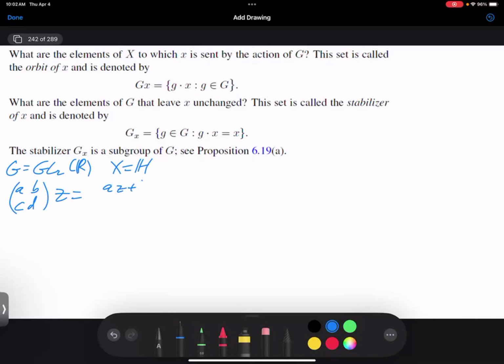So I want (AZ + B)/(CZ + D) = Z. How would I find that? So how would I find which matrices give me Z back? Okay, so how would I solve this? This is an equation, Z is fixed, and I have 4 unknowns. Okay, so we get AZ + B = CZ² + DZ. Z is fixed.